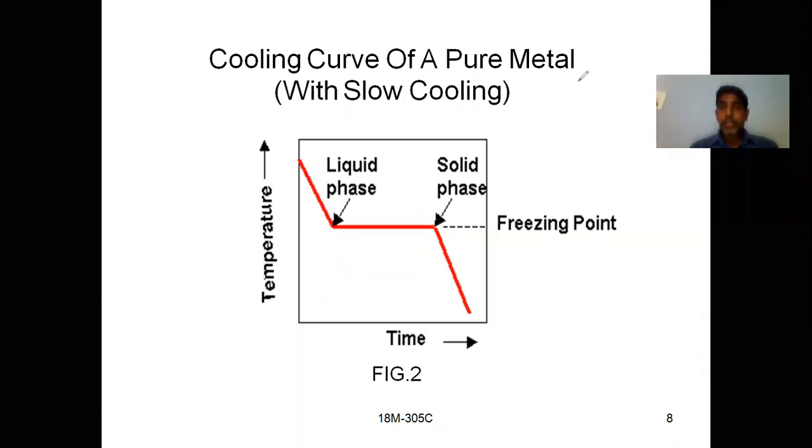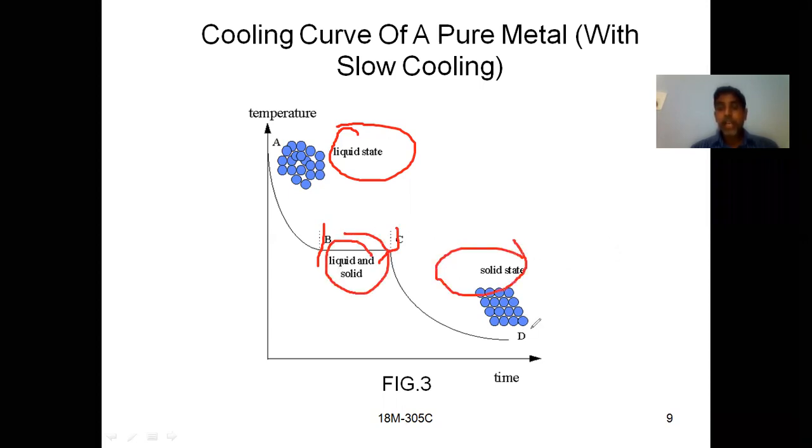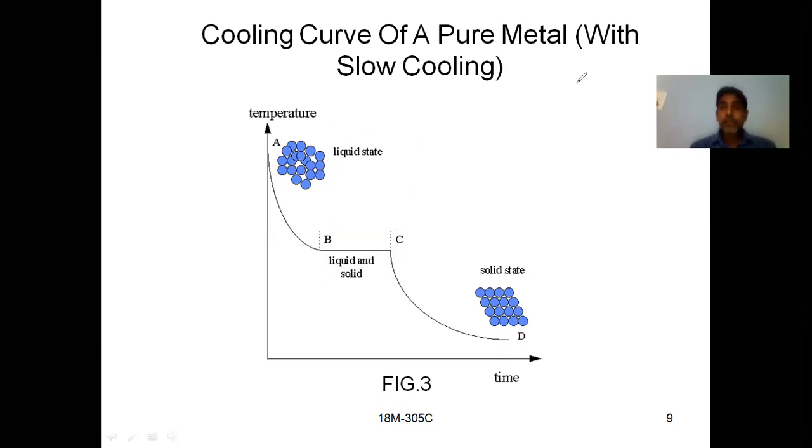And if you go for the next one, slow cooling, already we have discussed. Same here, you have the liquid state, and the solidification started here and the solidification ended here. Here you have liquid and solid state, and this is purely solid state. And here you may get room temperature. In this way, when the phase change occurs, the temperature is constant. We are going to discuss this again.